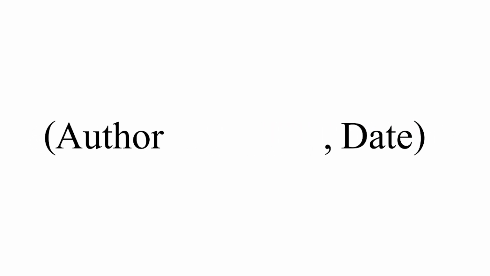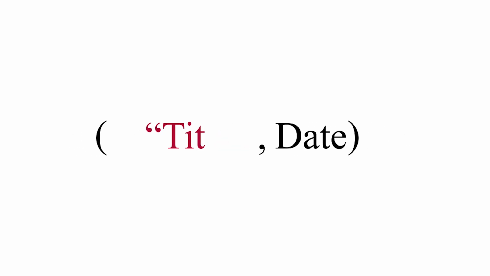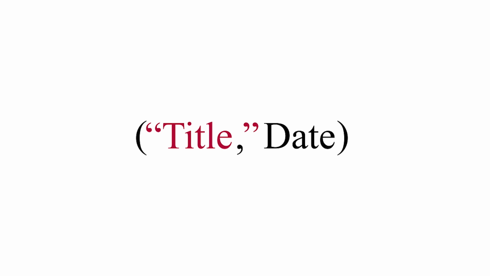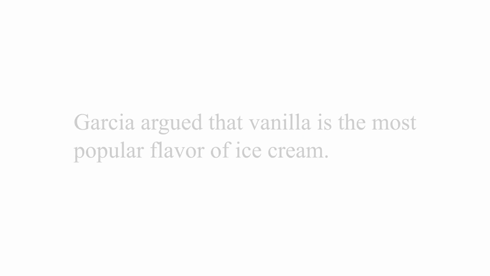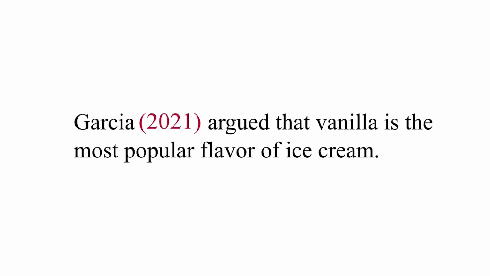If there are 2 authors, list them both. If there are 3 or more authors, list the first author, followed by et al. If there's no author, use the title of the work instead. If there is no date, use the abbreviation N.D. for no date. If you use the author's name within your sentence, include the date in parentheses immediately following the author's name, instead of at the end of the sentence.